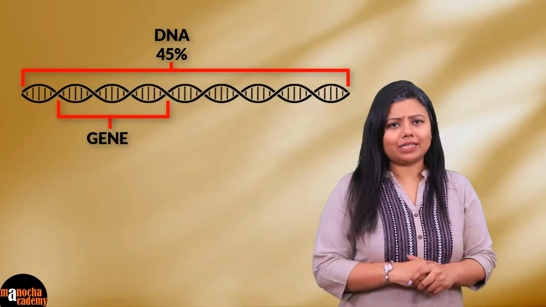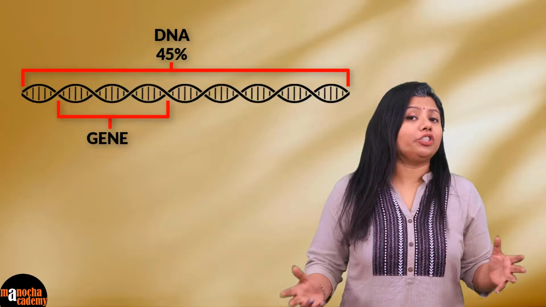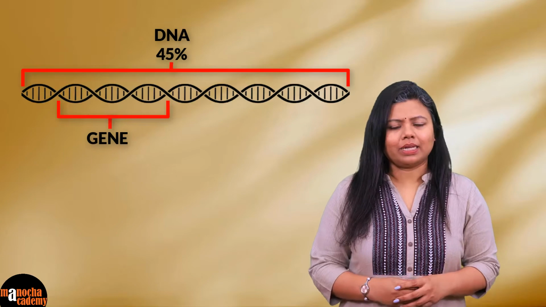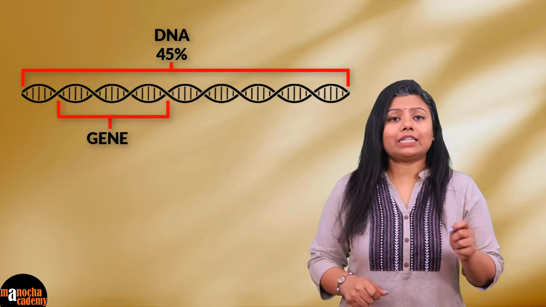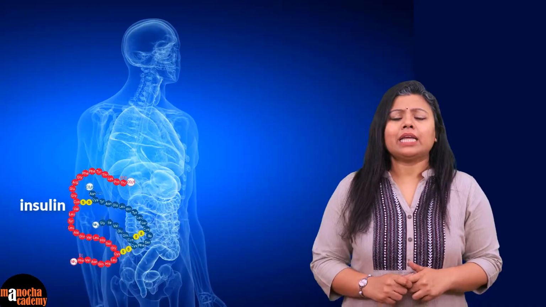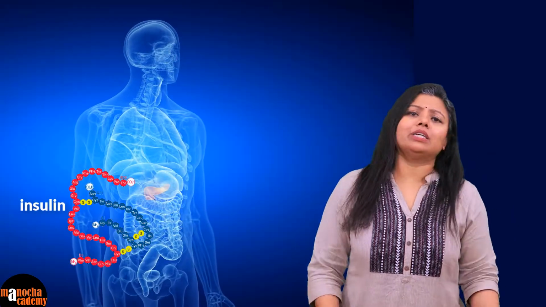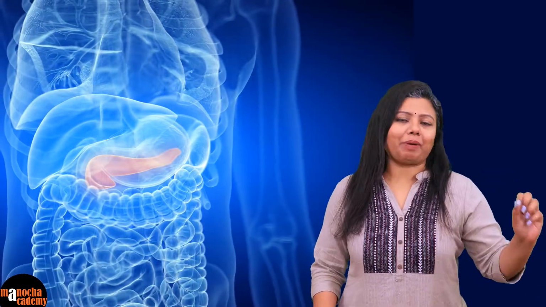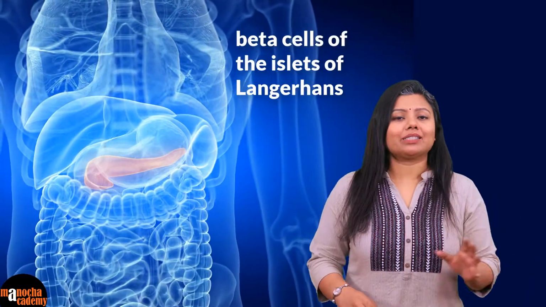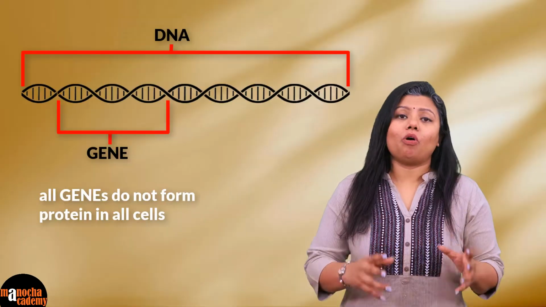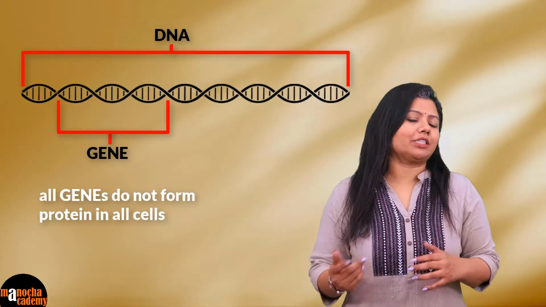Now understand this, that not all genes express in all cells. Let me give you an example. Let's say the gene for the formation of the hormone insulin is present in all the cells of our body, but it only produces insulin in a specific cell inside the pancreas, which is the beta cells of the islets of Langerhans. This means that all genes do not form proteins in all cells.